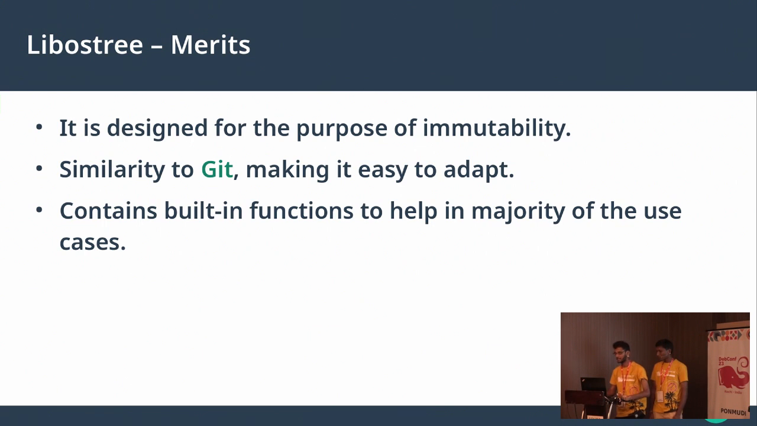So first of all, OSTree is designed for the very purpose of immutability. As a Unix mantra, we are supposed to use the right tool for the right thing. So libostree is the right tool for immutability, snapshots, and commits, and everything. Then next is similarity to Git. Most of the terms and things in libostree are very similar to Git. So if you know Git, then libostree is almost 90% already known to you.